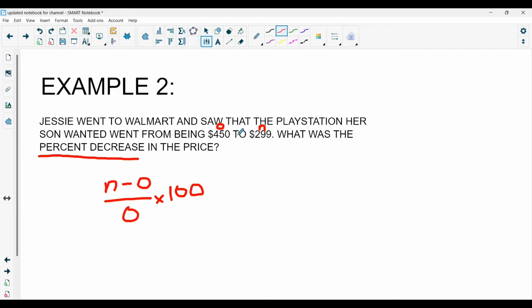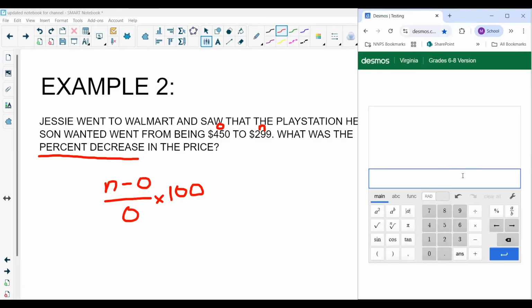Can y'all use this formula, put it in your calculators, and try to get your answer on your own? If not, you can follow along with me. Okay. I'm going to first type out my formula. N minus O over O.